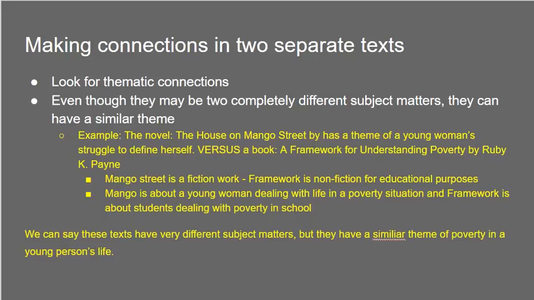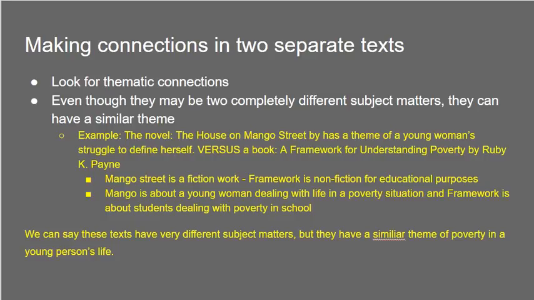Now, how do we make connections in two completely separate texts from two completely separate writers? We can look for thematic connections like we talked about earlier. For example, we can take two books that are on completely different subject matters and find a similar theme. I chose to look at two books here. First, the novel, The House on Mango Street. This book was about a young woman who is struggling to define herself.